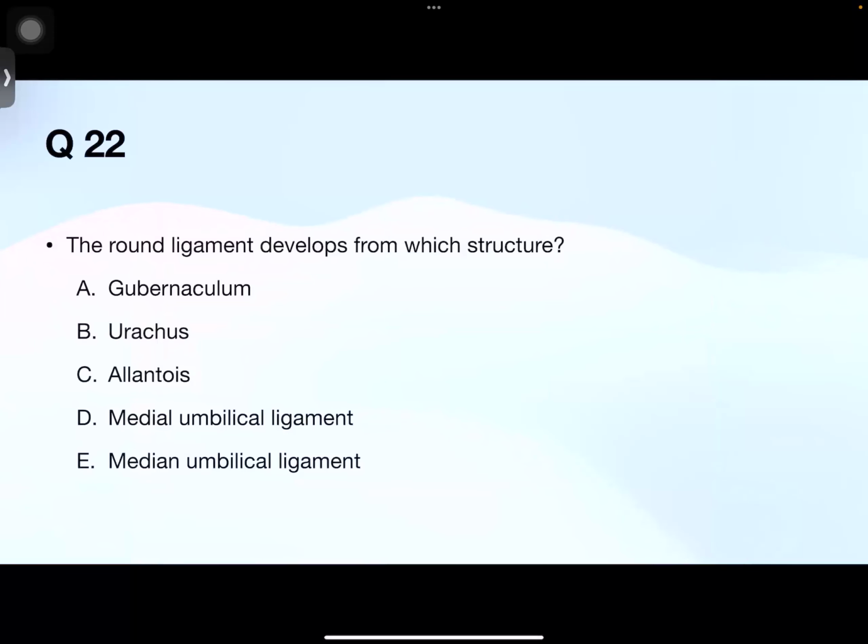Okay, so the round ligament develops from which structure? Gubernaculum, urachus, allantois, median and medial umbilical ligaments. Yes, that is the gubernaculum.